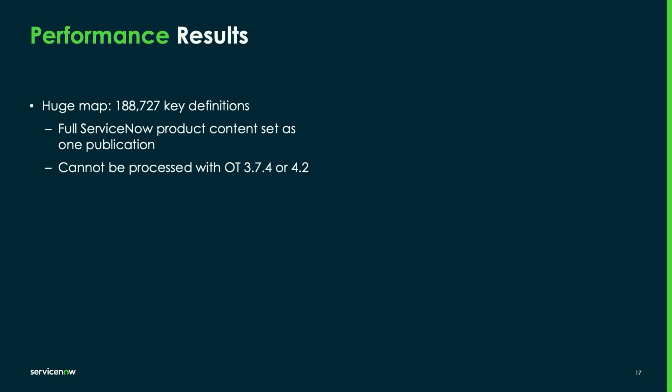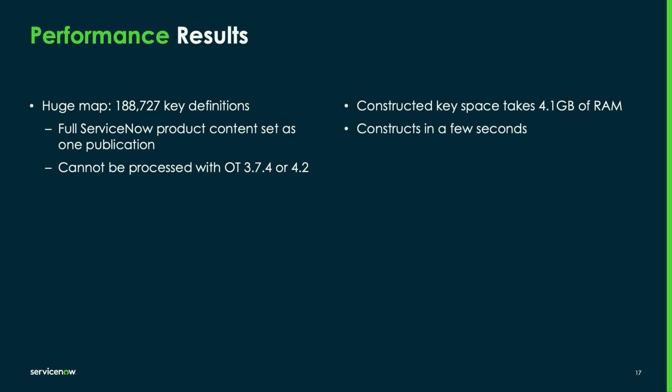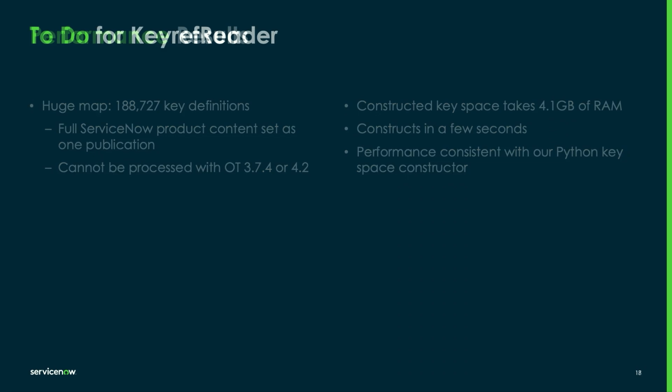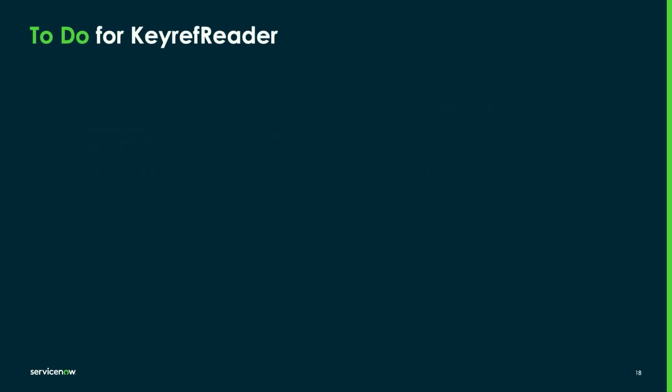Like I said, Open Toolkit 3 and 4 won't work at all because it's too big. In my code, the constructed keyspace takes 4 gigabytes of RAM. That's still a lot, but it's well within what I can do, for example, on my laptop here, which has 16 gigabytes of RAM. The construction runs in a few seconds, and that's consistent with the Python code that I wrote that does the same thing. So if I can integrate this code with the larger keyref processing, I should be able to process our insanely huge map with Open Toolkit, no problem.